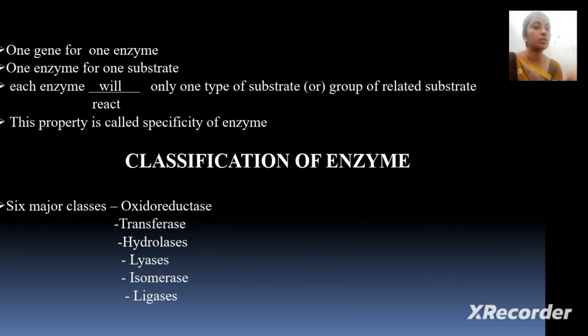One gene for one enzyme, and one enzyme for one substrate. Each enzyme will react with only one type of substrate or a group of related substrates. This property is called specificity of enzyme.